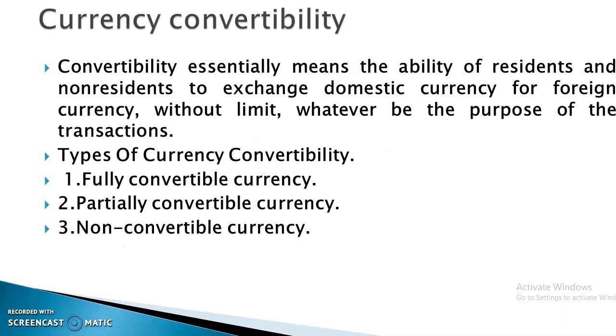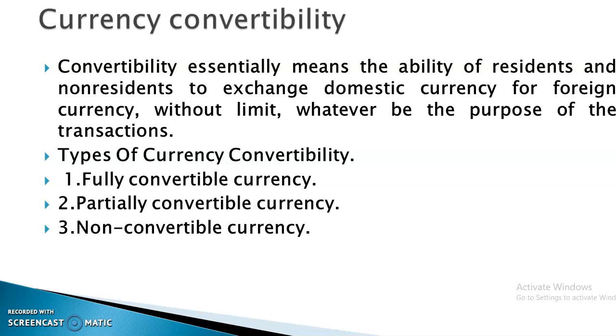Convertibility means the ability of residents as well as non-residents to convert the domestic currency into foreign currency for doing some kind of international transactions. There are no restrictions, there is no limit for converting the domestic currency into foreign currency for doing any international transactions. That is known as currency convertibility.